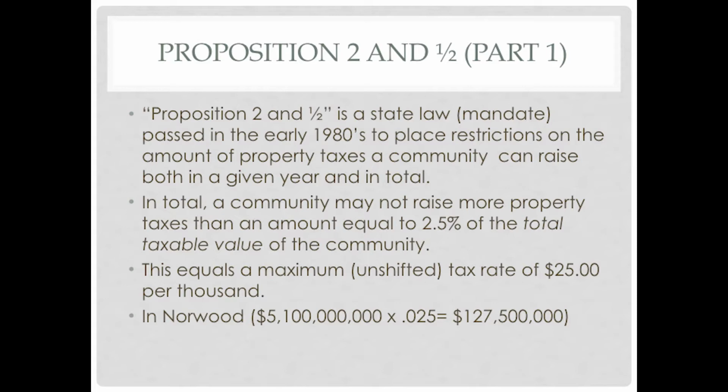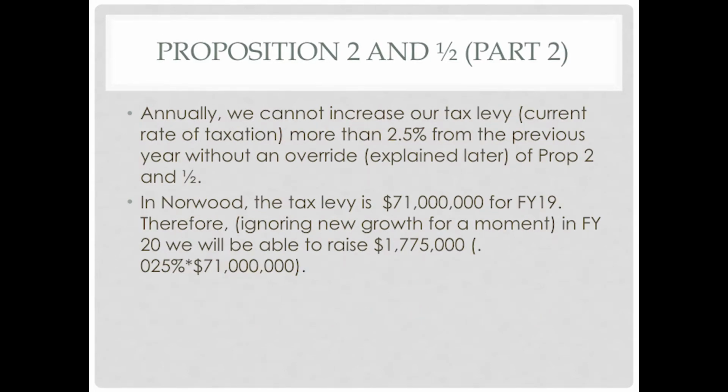So, maximum tax rate of $25. In Norwood, our tax base is about 5.1 billion. That number is old. That was last year's number. It's actually 5.3 now. So that would mean we'd have a maximum property tax levy of about $130 million, give or take. We're at about 75 million. So we can't increase that levy amount because this is the maximum. It's known as the ceiling. Where we're at is known as the levy limit. We can't increase that without an override.